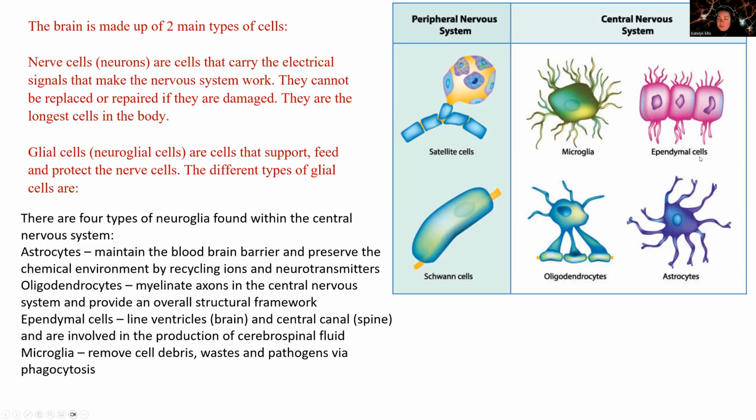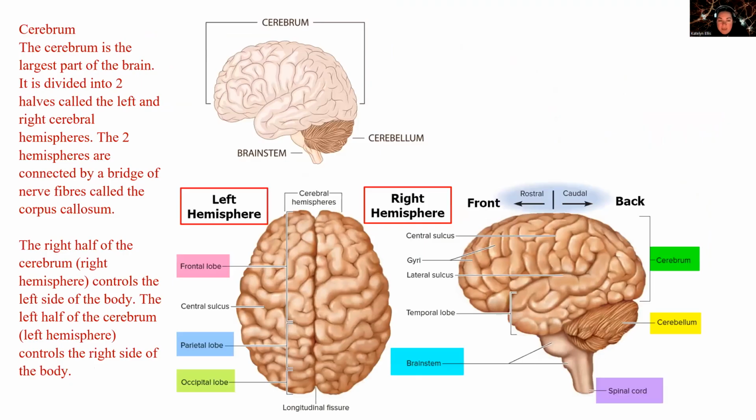Astrocytes we're going to talk about in just a little bit. Remember, the astrocytes maintain the blood-brain barrier and preserve the chemical environment by recycling ions and neurotransmitters, all right? They also control the potassium ions to make sure that we have chemical energy available to us. So the cerebrum.